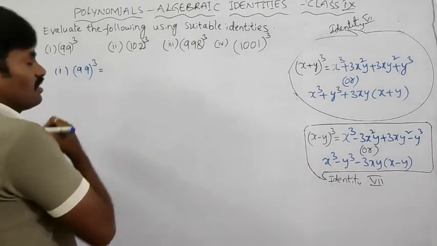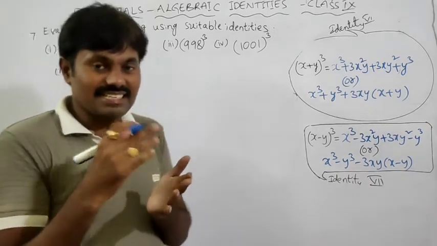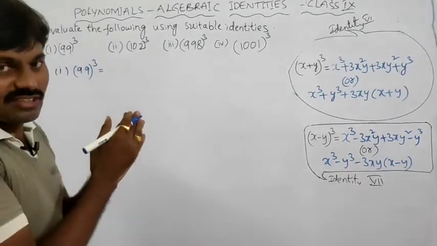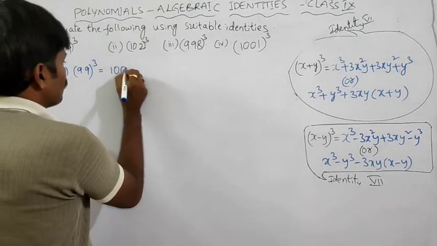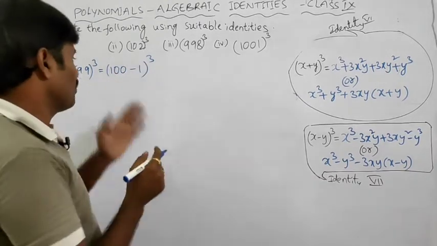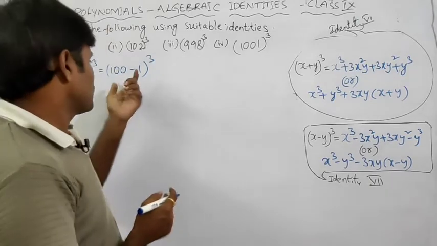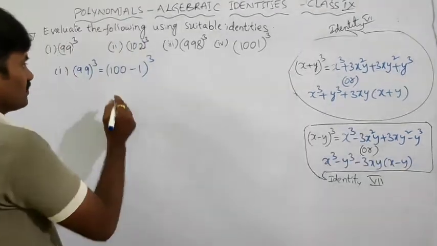99 can be written using the nearest ten, hundred or thousand. So 99 is nearest to, of course, 100. It can be written as 100 minus 1 whole cube. Is it 100 minus 1 whole cube? Now, which is the suitable identity for it? Yes, x minus y whole cube, that is identity 7.